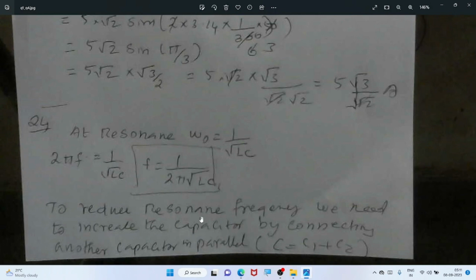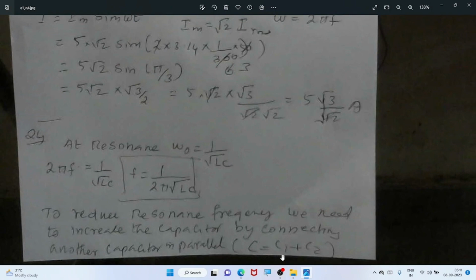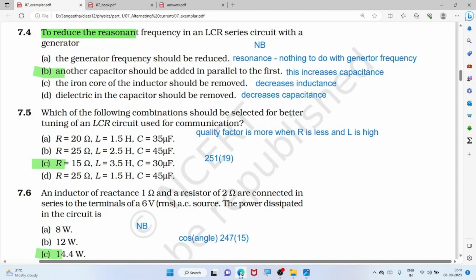Okay, so how do you increase the capacitance? When you connect two capacitors in parallel, the total capacitance is the addition of these two capacitors. So capacitance will be more, and when capacitance is more, the frequency will get reduced. So they are asking, we have to reduce the resonant frequency. That means capacitance should be increased. That is in the denominator.